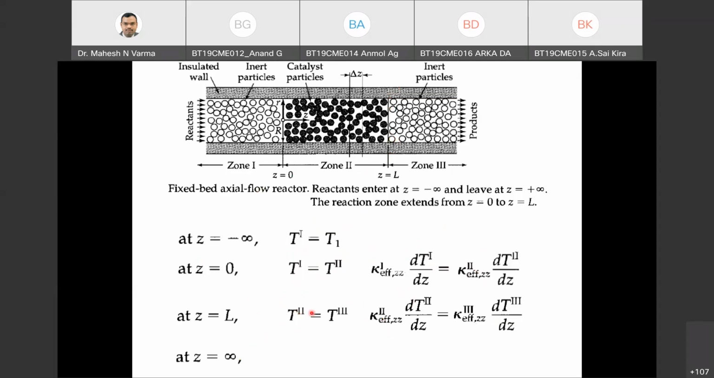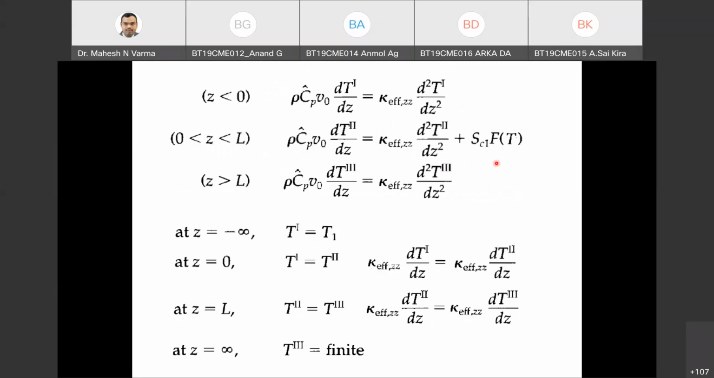That makes 1, 2, 3, 4, 5, and the sixth boundary condition is at Z equals to plus infinity. A product temperature cannot be undefined, so certainly this temperature here should be finite. That is the boundary condition there. So now I have these three simultaneous differential equations and six boundary conditions. I can solve this problem very easily. Okay, any difficulty till this?